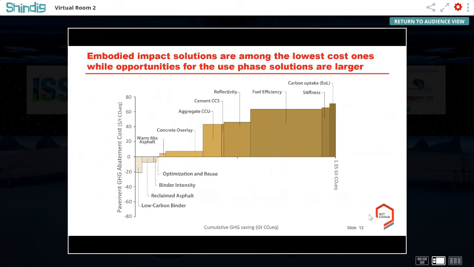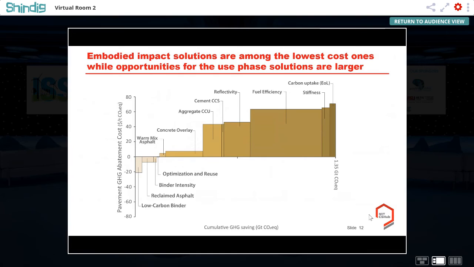Starting from the left part, you can see that the low-hanging fruits, those solutions that have negative abatement costs, are those that are related to embodied impacts. In other words, for some of these solutions, if we implement them correctly, we both save money and GHG emissions. For example, low carbon binders, reclaimed asphalt, binder intensity, and optimization and reuse of pavement materials.